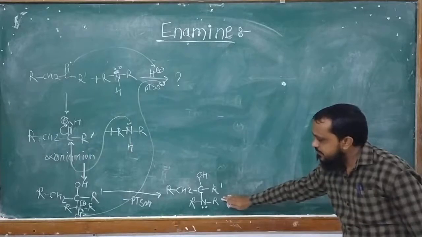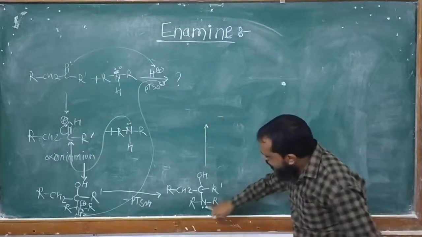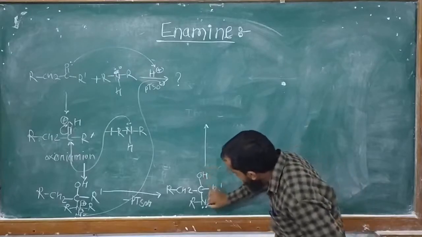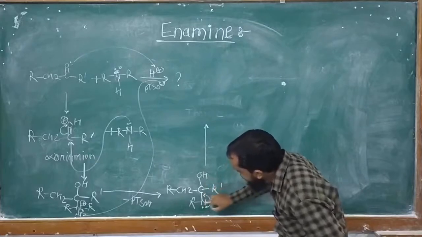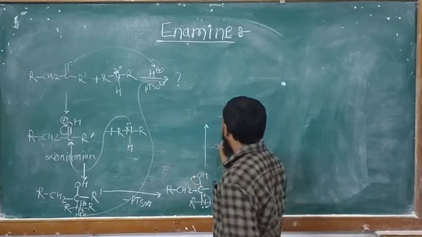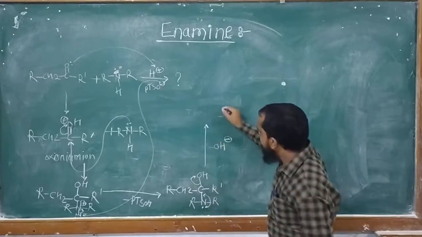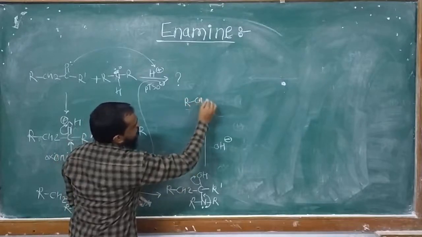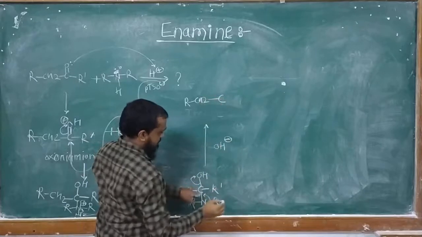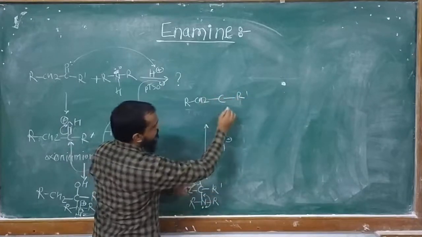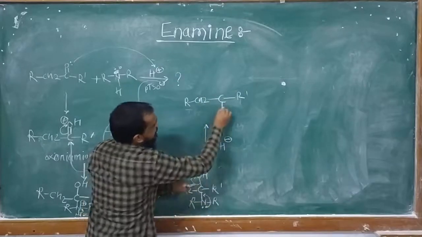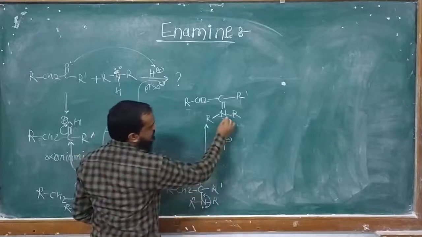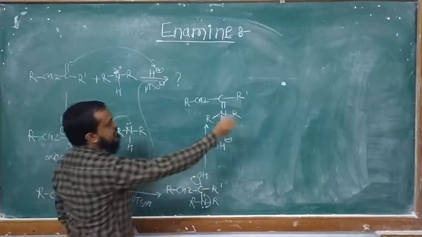After the formation of this intermediate, the lone pair of nitrogen shifts between carbon and nitrogen, simultaneously the hydroxyl group will be removed, and we will get this type of intermediate. Now see here: R single bond CH2, single bond C, single bond R dash. This hydroxyl group will be removed and the lone pair shifts between carbon and nitrogen. So here a pi bond will be generated between carbon and nitrogen. Due to the loss of lone pair, nitrogen bears a positive charge. So this is called an enamine.